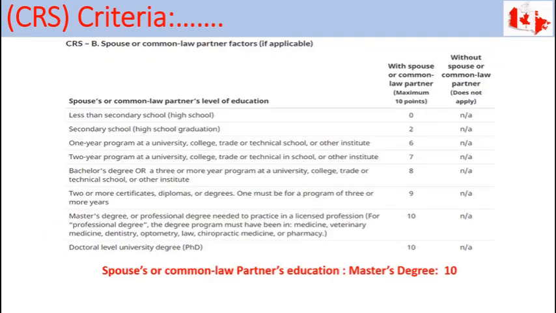Now next, spouse. If you're applying with your spouse, their points also add to your points. So in this example, let's take spouse education. If your spouse has a bachelor degree, you can get 8 points here, and if your spouse has a master's degree, you can get a maximum of 10. So you can see a PhD or master's degree of your spouse gives you a maximum of 10, not more than that. So for spouse or common law partner's education, you get 10. So for example, we have taken 10 here.